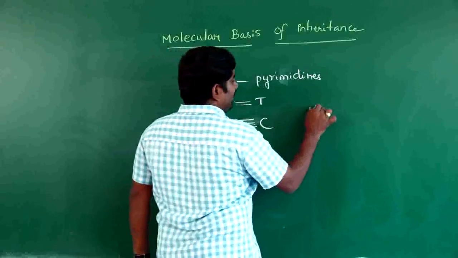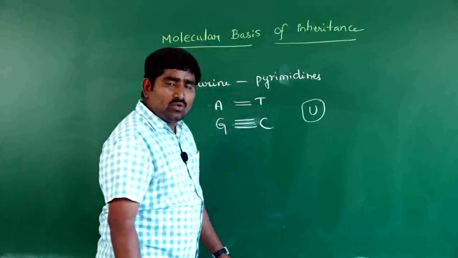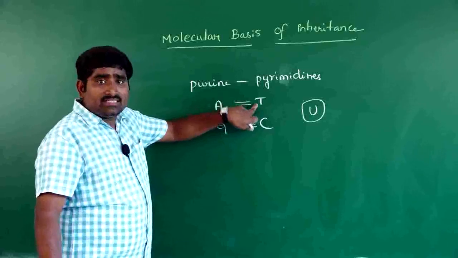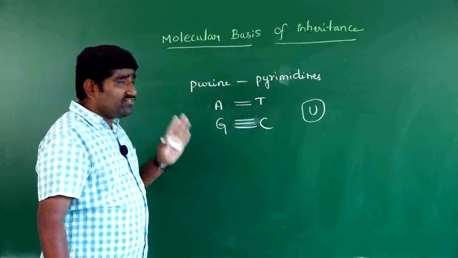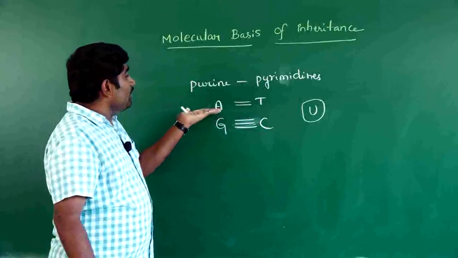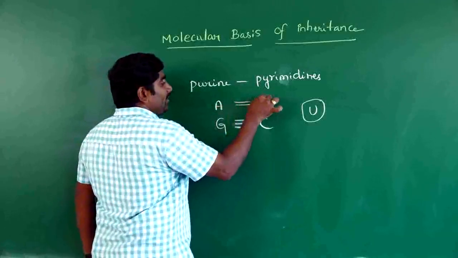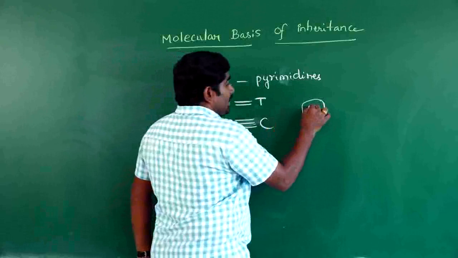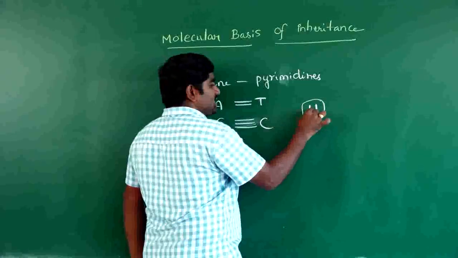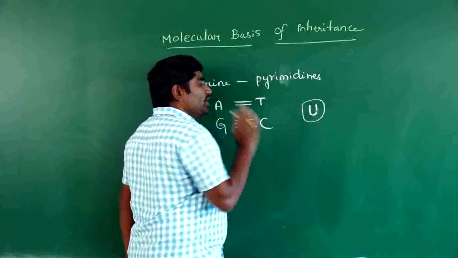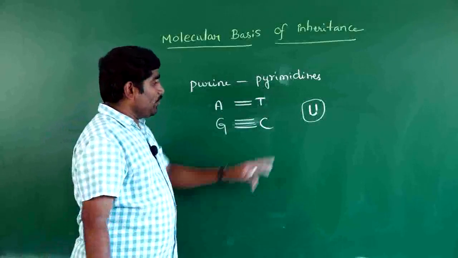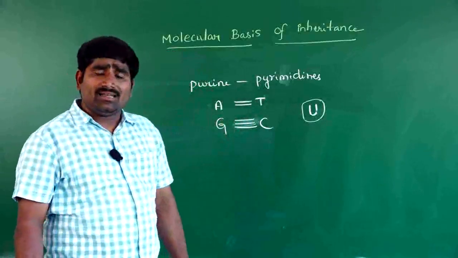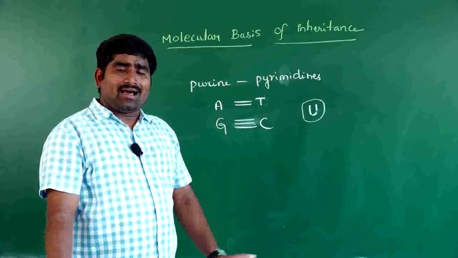And what about uracil? Where is uracil present? Uracil is present only in RNA, and thymine is present only in DNA. In the case of DNA, adenine is paired with thymine with 2 hydrogen bonds. In the case of RNA, adenine is paired with uracil. So in RNA, thymine is replaced by uracil. Uracil is the less stable pyrimidine, so it was present in RNA only.